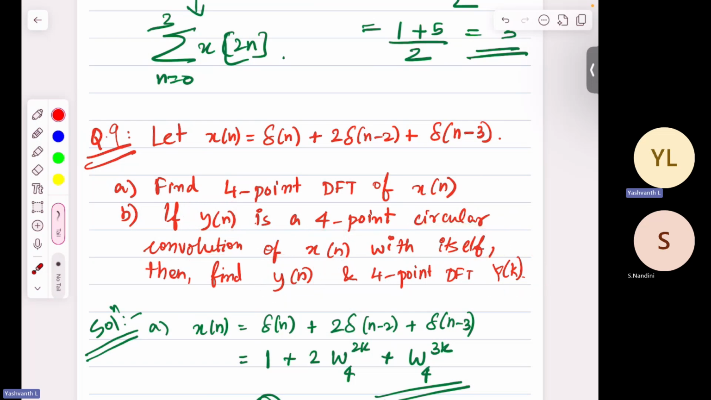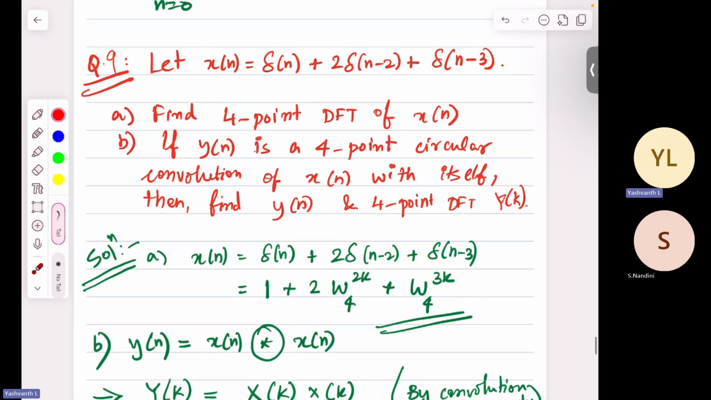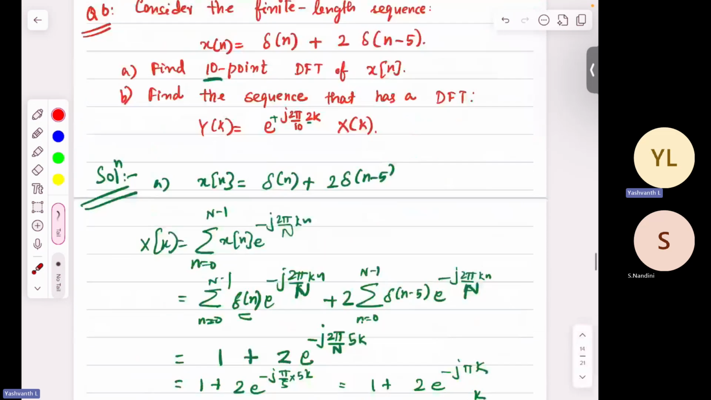These are a two-part question. We'll answer one by one. First, the question is, what is the 4-point DFT of x of n? Fine. Now, you see, what is x of n? It is delta of n plus 2 into delta of n minus 2 plus delta of n minus 3. Just apply the time shifting property of the DFT. So delta of n is nothing but 1. That's what we saw in question number 3, right? You go back to this question, you will know.